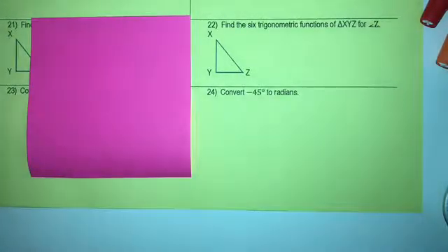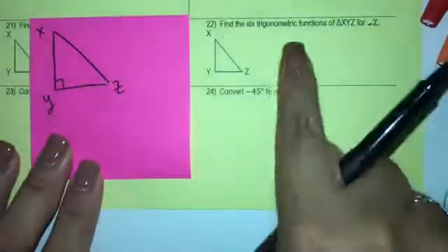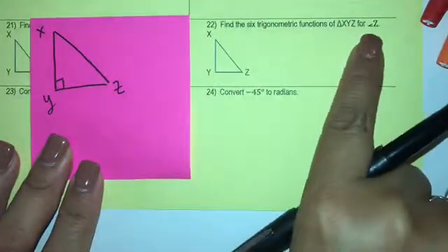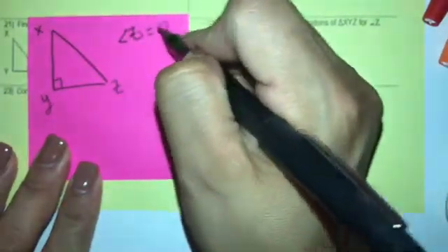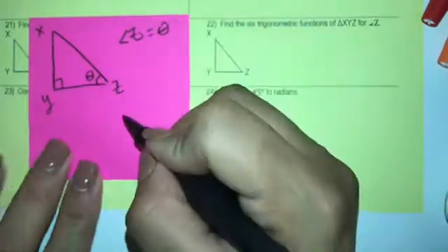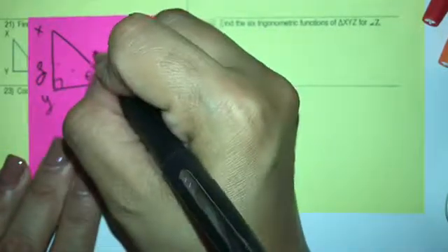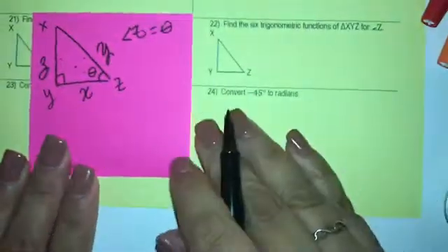Number 22. Build the triangle again. So this is x, y, and z. And then it says for angle z, so angle z is going to be equal to theta. So this right here is going to be theta. So then if we go across, this is little z. Go across, this is little y. And come across, this is little x.